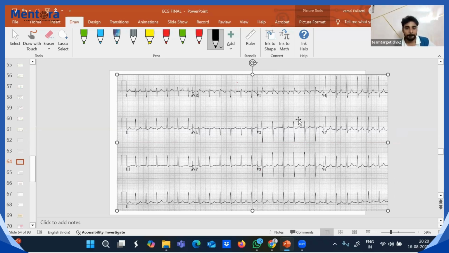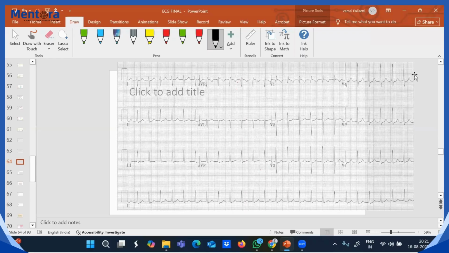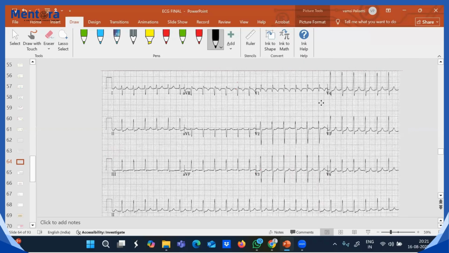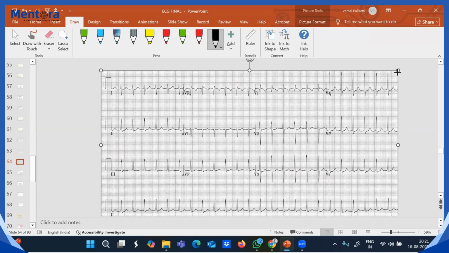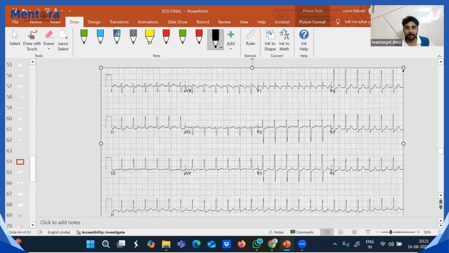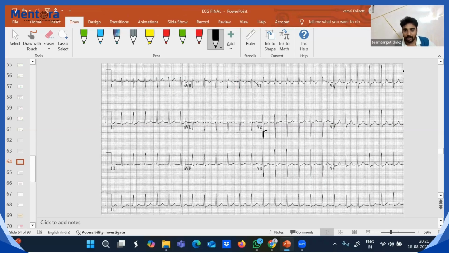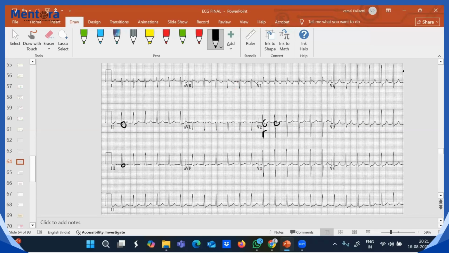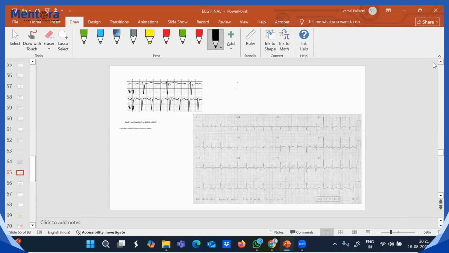AVNRT. Which one? The P wave is just after the QRS. Excellent. This is the P wave, just after the QRS complex. You can see in lead II as a negative deflection. Okay, AVNRT. Very good. Last and final.